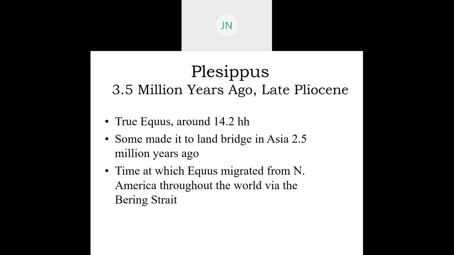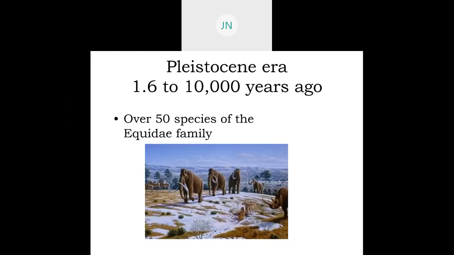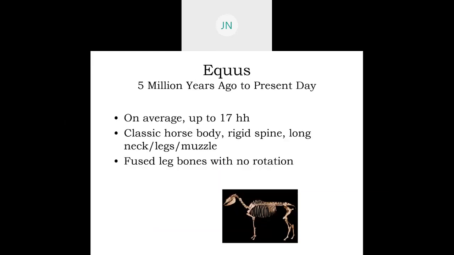Some made it to the land bridge 2.5 million years ago, and this was a time at which Equus migrated from North America throughout the world via the Bering Strait. And there were over 50 species of the Equidae family at this time.